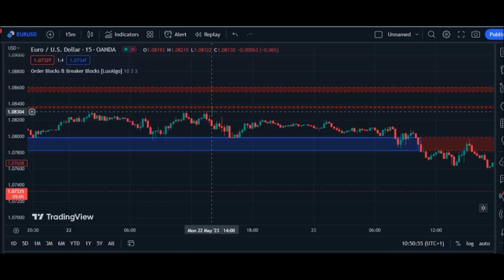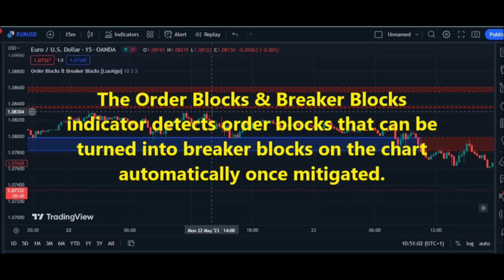So that's what you're really going to pay attention to, so that we can learn about this indicator. Okay, so guys, I would love you to keep this in mind about the description of this indicator. The order blocks and breaker blocks indicator detects order blocks that can be turned into breaker blocks on the chart, automatically mitigated. So users can determine the amount of bullish or bearish order blocks that display on chart within the settings menu. You can look at the settings menu and see what you really want to see on chart.